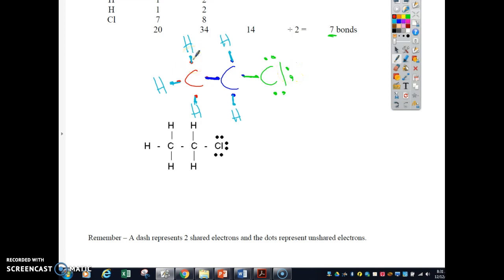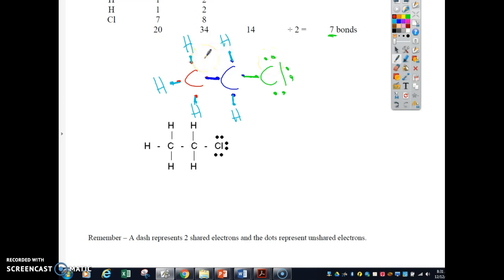Now you want to check to make sure that the octet rule is satisfied for these things. So for this carbon, each of these dashes counts as 2 electrons because the hydrogen was supplying an electron and this carbon was supplying an electron. So for this left carbon, what you have is 2, 4, 6, 8. So that one's happy. Now for this carbon, you have 2, 4, 6, 8. So that carbon has a stable octet. For the chlorine, you have 2 electrons here, so 2, 4, 6, 8. That has its octet fulfilled.